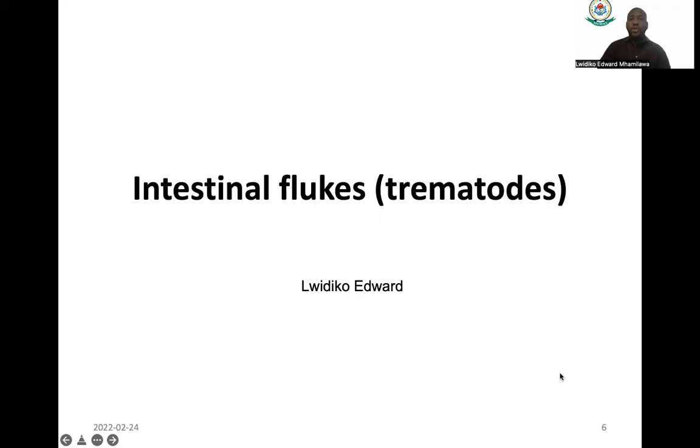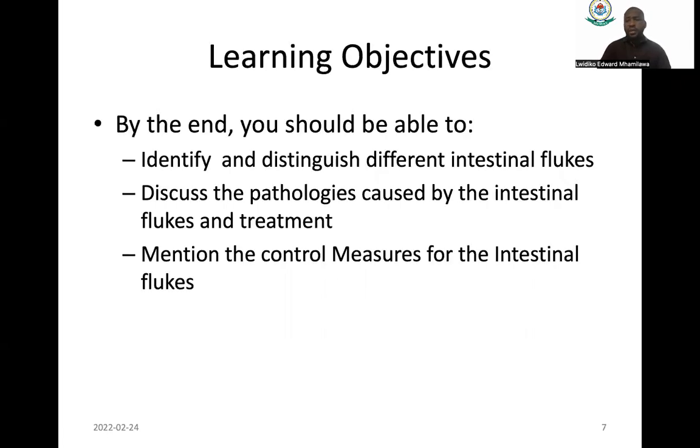So we'll talk about intestinal flukes, also known as intestinal trematodes. And within our conversation today, the learning objectives will be that by the end of this conversation, you should be able to identify and distinguish different intestinal flukes or intestinal trematodes. You should be able to discuss the pathologies caused by the intestinal flukes and what treatments they get. And also you should be able to mention the control measures for each of those intestinal flukes, right?